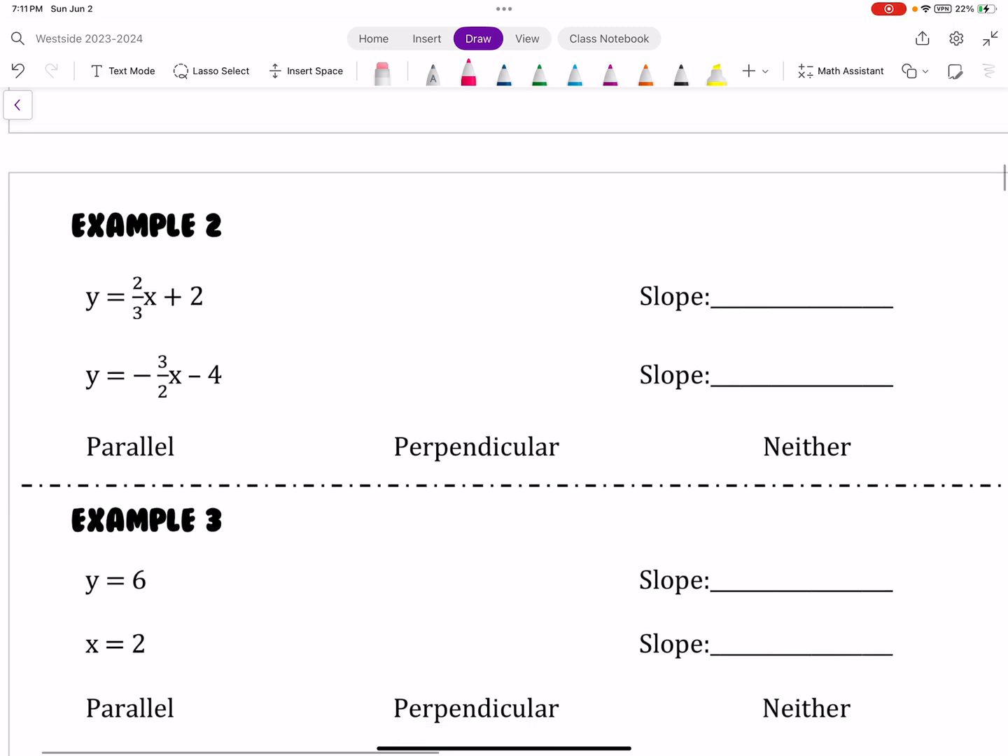Example number 2, my slope on the first one is 2/3 and negative 3/2 on the second. Those are not the exact same, so they cannot be parallel. They do have the opposite sign. The first is positive and the second is negative. And then they are flipped fractions of each other, so those would be perpendicular.